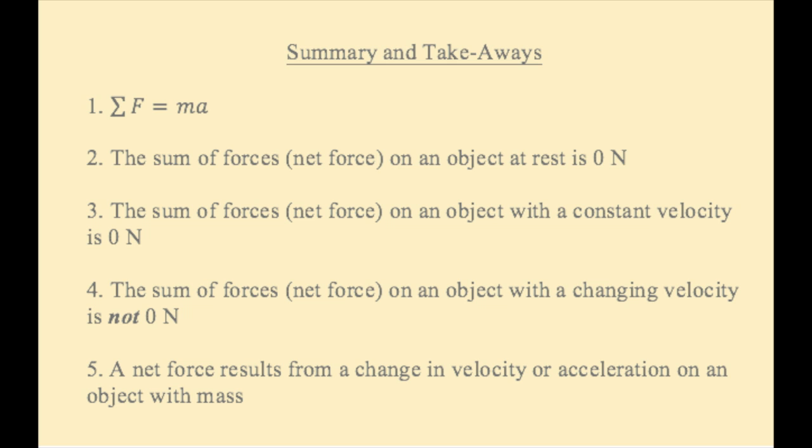We also learned that the sum of forces, or net force, on an object at rest is 0 newtons. The sum of forces, or net force, on an object with a constant velocity is 0 newtons. The sum of forces, or net force, on an object with a changing velocity is not 0 newtons. A net force results from a change in velocity or acceleration on an object with mass.